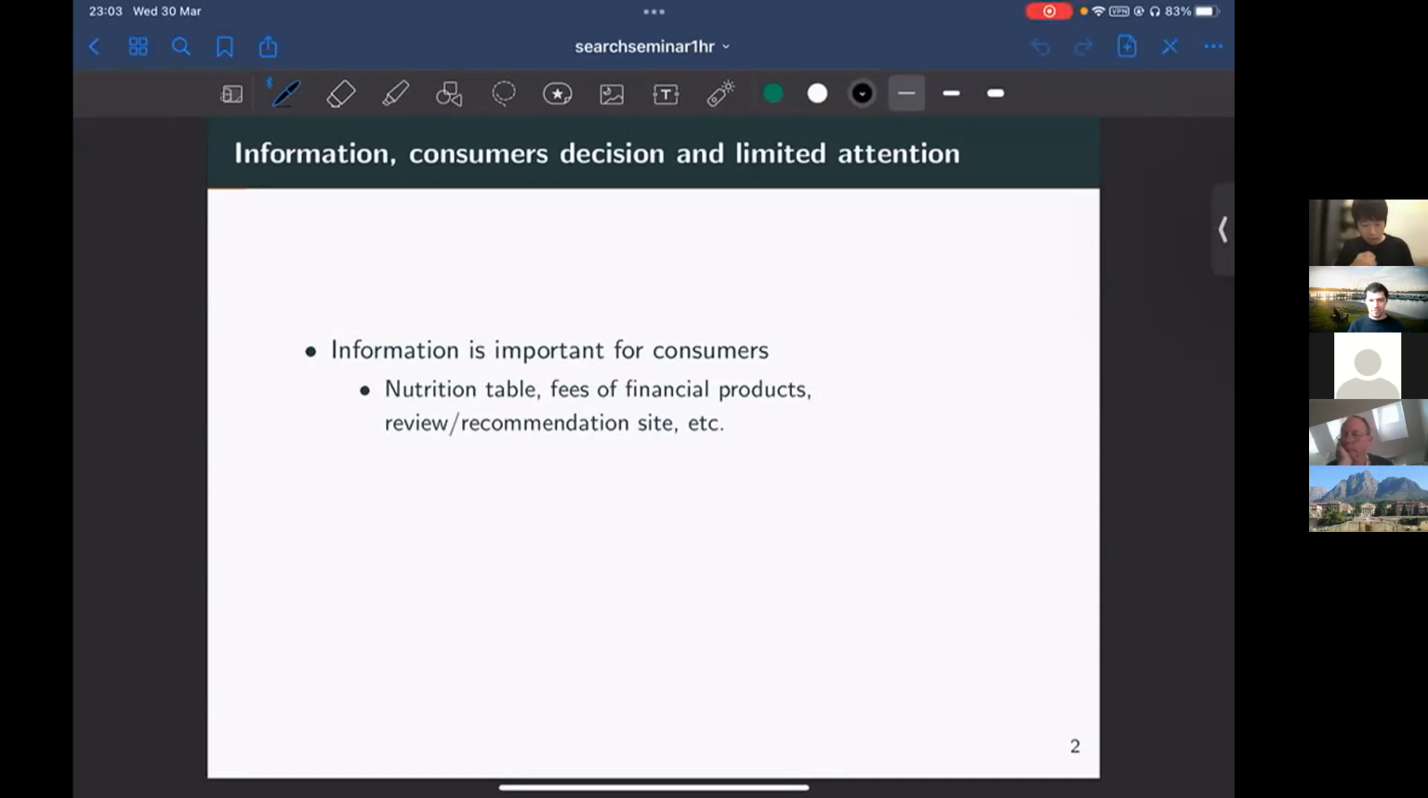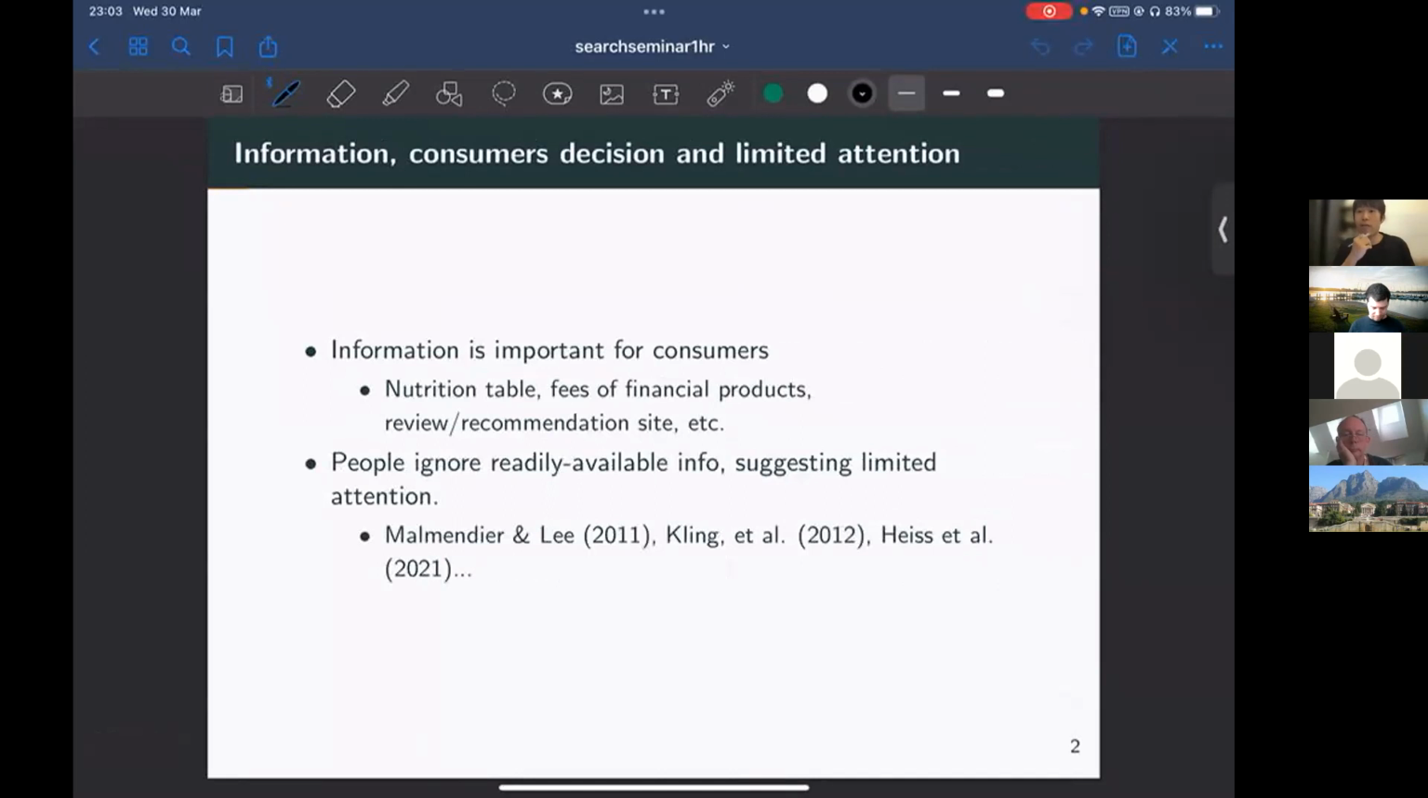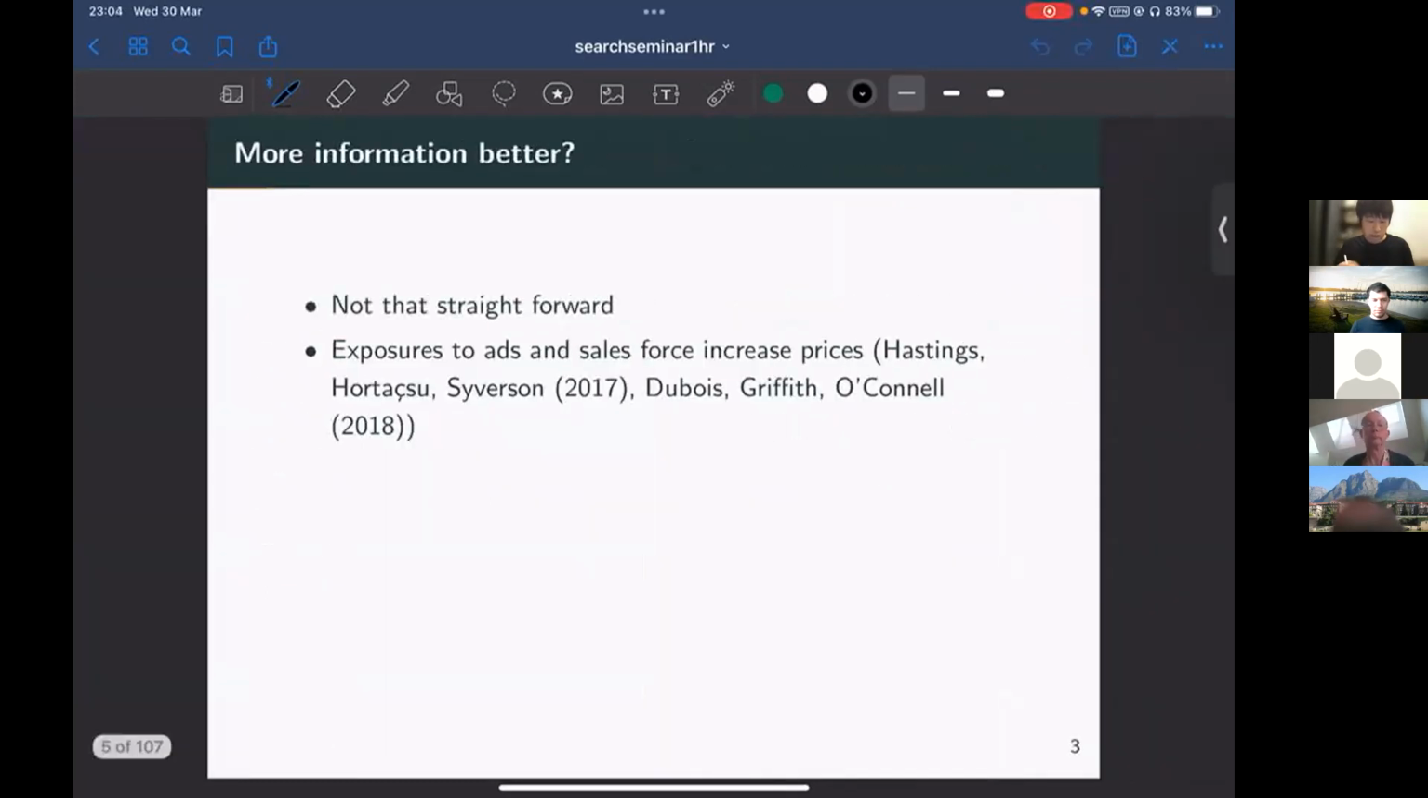But then there is a lot of evidence that shows that people ignore readily available information, which suggests limited attention. For example, there are studies showing that although the cost of Medicare plans was available through a simple click on the internet, people still overpay a lot for the plans. That comes to the question: how do we make regulations that benefit consumers, that allow them to take advantage of the information?